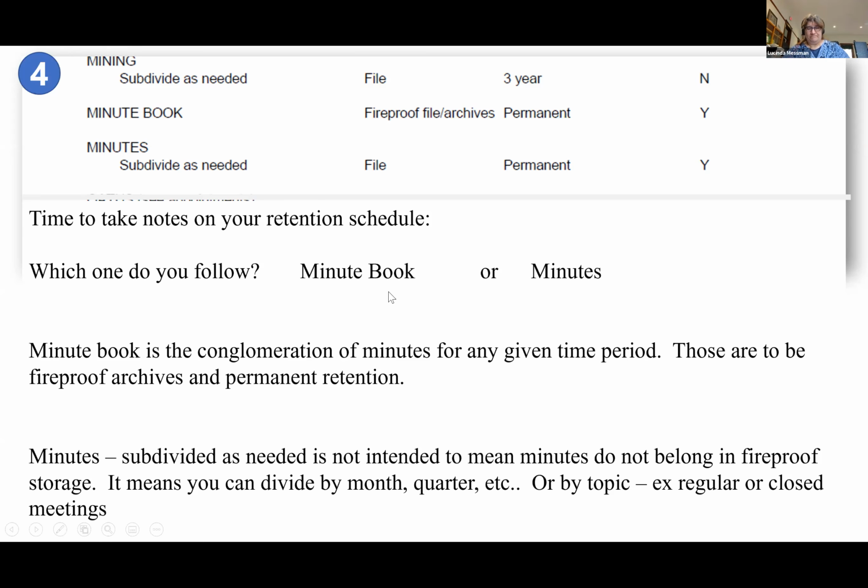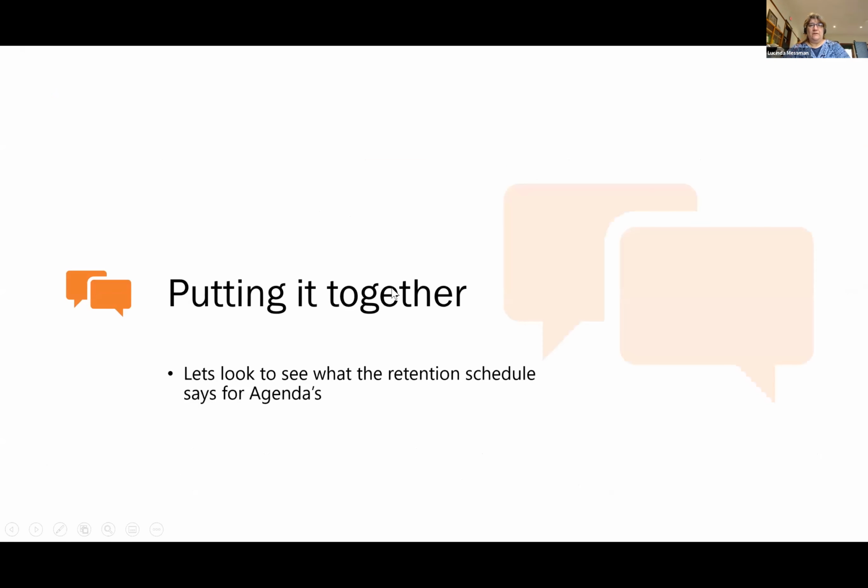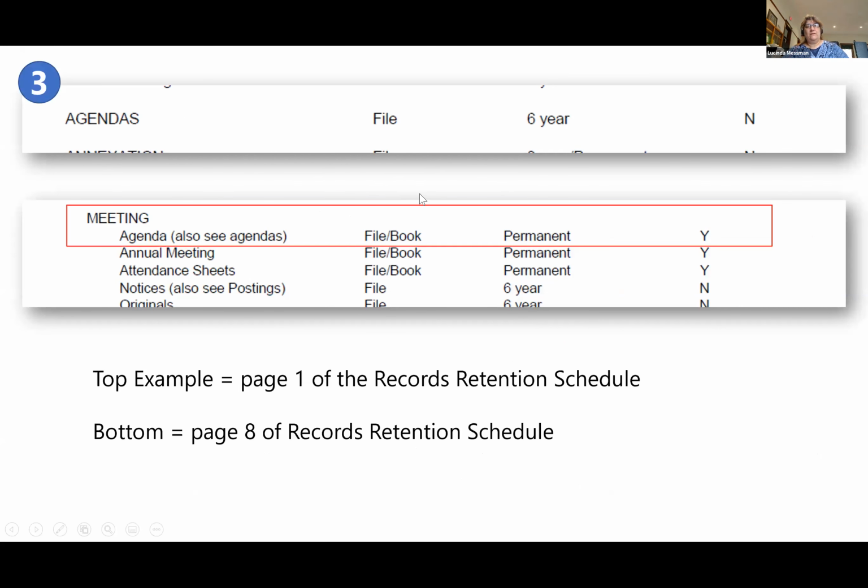All right. So now let's put it together. We're going to look to see what the record retention says for the next topic, which is agendas. Well, great. On the top of page 1, you're going to find agendas. We put them in a file for 6 years and we don't have to archive them. Then we go to meetings and we get agenda on page 8. They go in the file book and they're permanent. And it says, yes, we have to archive. And you're thinking, oh, goody, this is helpful. All right. Not really. This you're going to find in a few different areas of the records retention schedule.